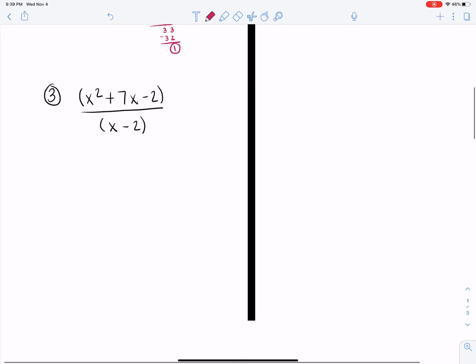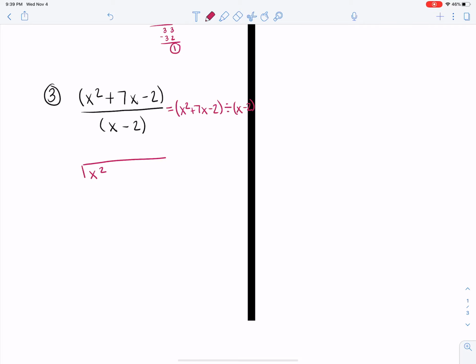First of all, we have x squared plus 7x minus 2 divided by x minus 2. That can also be written as x squared plus 7x minus 2 divided by x minus 2. So you can see it as a fraction or you can see it as the division written out. Either way, inside, we're going to put the x squared plus 7x minus 2. Outside will be our x minus 2. So still, same steps.